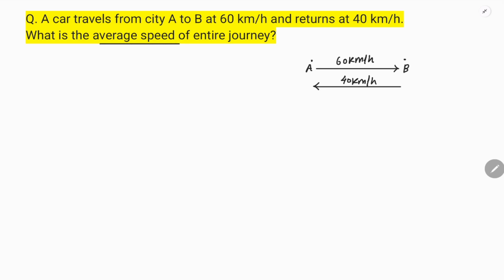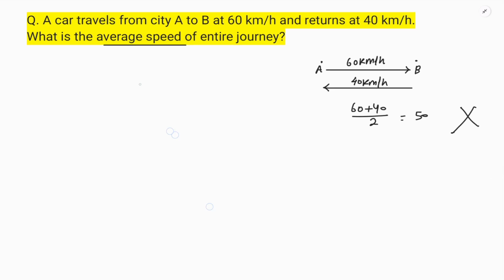Now 90% of the students say that it is 50 km per hour. That 60 plus 40 divided by 2, that will be the average speed. But this is wrong. This is not right. Okay. Then what is the right answer? We will try to understand it.